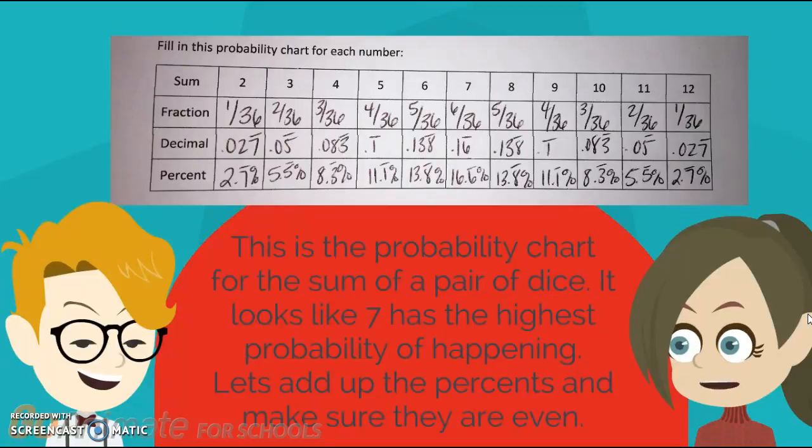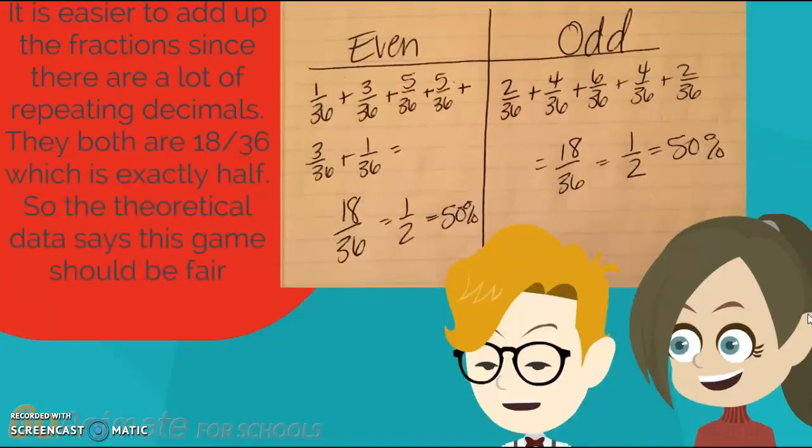This is the probability chart for the sum of a pair of dice. It looks like 7 has the highest probability of happening. Let's add up the percents and make sure they are even. It is easy to add up the fractions since there are a lot of repeating decimals. They both are 18/36, which is exactly half. So the theoretical data says this game should be fair.